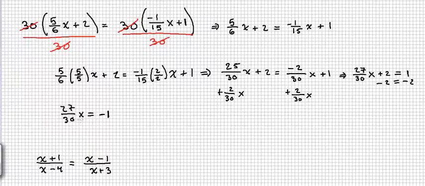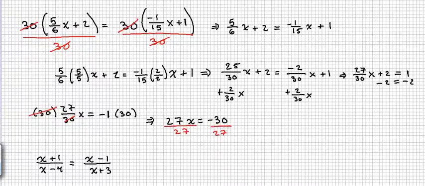Once we do this, we'll have just this equation. And what we're going to do is multiply both sides by 30. When we do that, these cancel out. That gives us 27x equaling negative 30. And then we're going to divide both sides by 27. And when we do that, those cancel out, and that gives us our final answer of x is equal to negative 30 over 27.